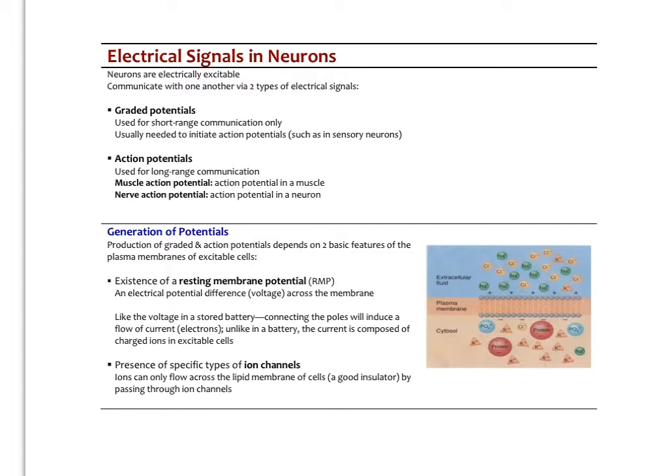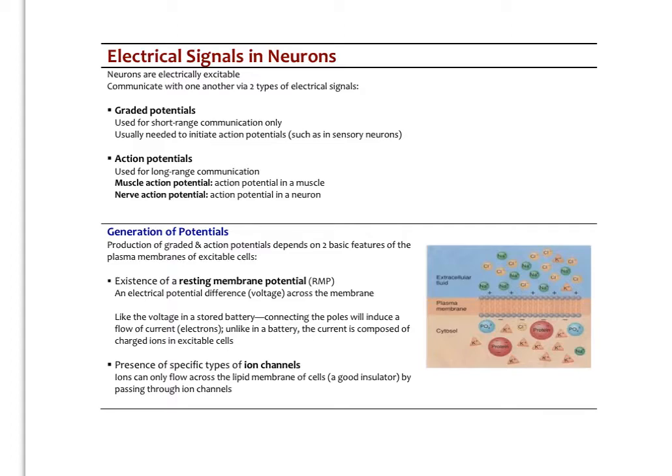To generate action potentials and graded potentials requires what are called excitable cells. They are special cells that have very special ion channels in their cell membranes, and that allows them to develop this. Every cell in the body actually has electrical properties, so it's important to differentiate that from what we're talking about here with these two. Every cell has what's called a resting membrane potential. And that is basically a voltage gradient across the cell membrane.